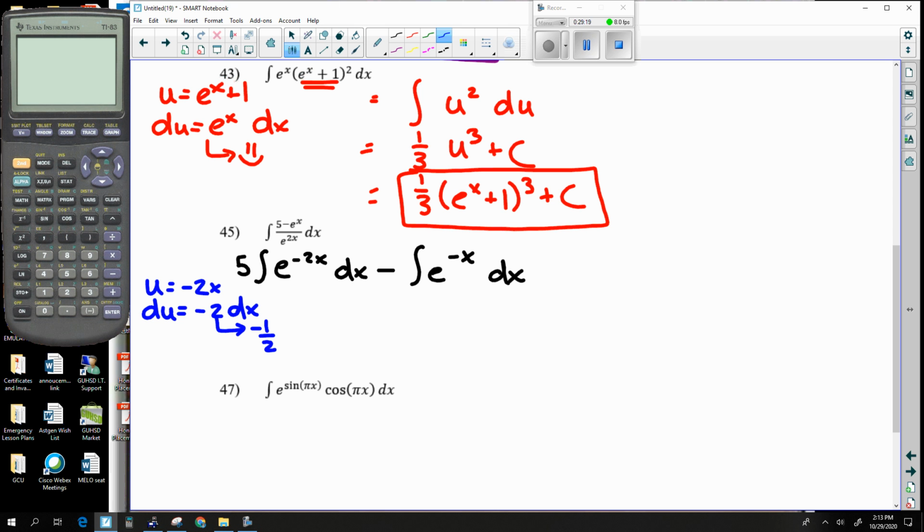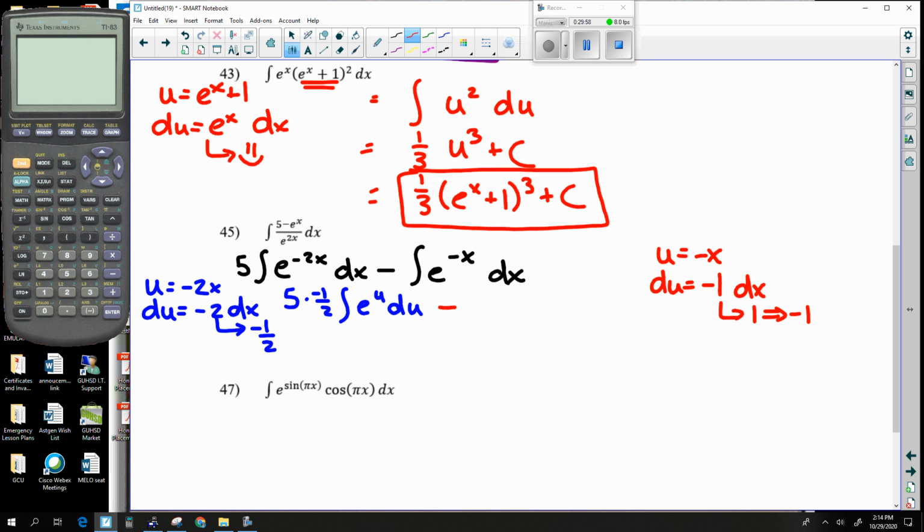So this part of the problem is going to be 5 times negative 1/2 integral e to the u du. That's that one. I'll call that u1 or something like that. On this right-hand portion, u is negative x. So du is equal to negative 1. And again, I wanted that to be 1, so that requires a negative 1. I know it's a minus, but you get the idea.